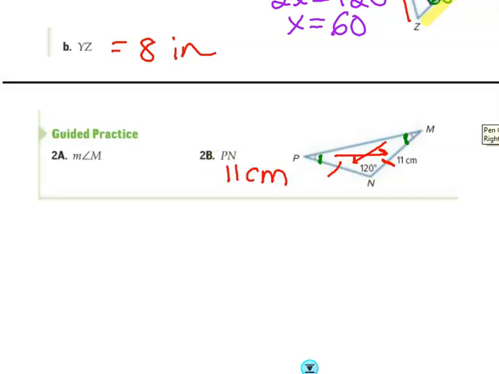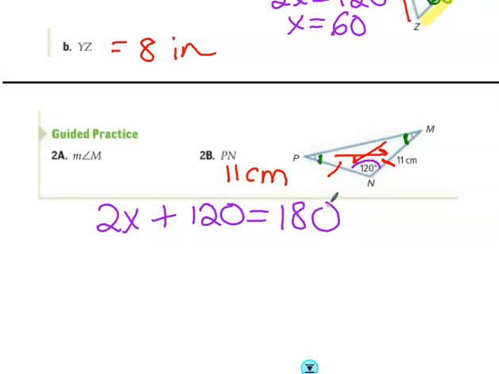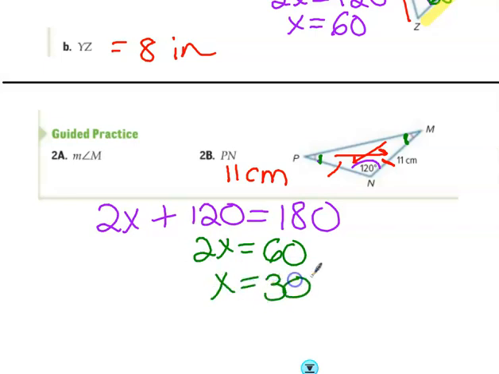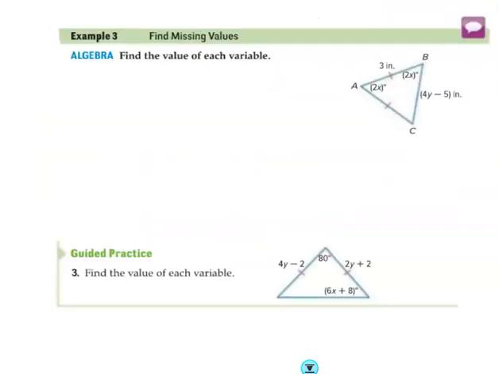Now to find angle M, I need to think about this. Angle M and P are the same. So that means I have 2x plus, what's the third angle, 120, which equals 180. This looks very similar to what's above, but this is an isosceles triangle. So I'm going to subtract 120 from both sides. I have 60, and then x equals 30 degrees. So angle M is 30 degrees, and angle P is 30 degrees because they have to be the same. So we look at a triangle, see what information they gave you, and go from there.